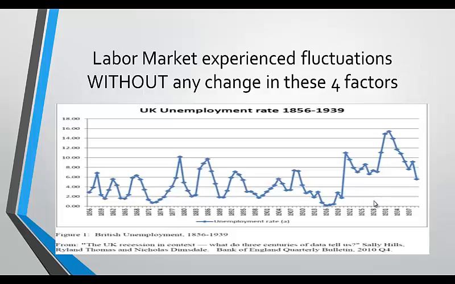So basically he says that this is the same picture as before. There were all these fluctuations, but these four factors did not change. There was no change in the friction, there was no change in consumer goods prices, there was none of these. So he says that the classical theory cannot explain this reality.